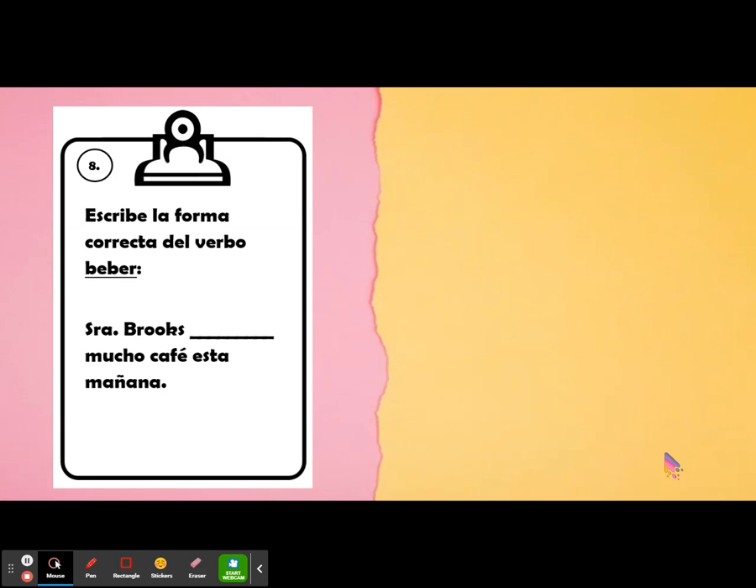All right, escribe la forma correcta del verbo beber. Okay, so we're using the verb beber. What form of beber would correctly complete the sentence? Señora Brooks, mucho café esta mañana. Okay, and you should have bebió.